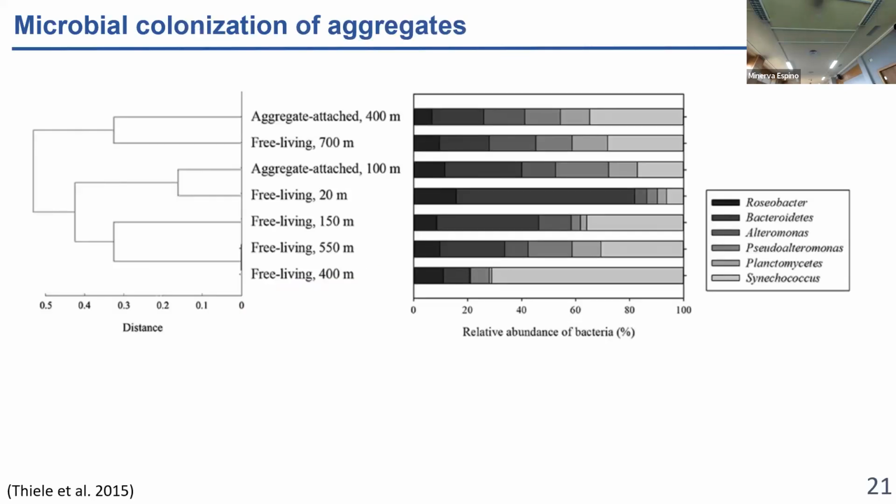We published it in 2015, where we collected aggregates using gel traps. And then we used fluorescence in situ hybridization to count and see the different bacteria and compare it with the free living. And what we found was the aggregates at 100 meters were very similar to the fluorescence maximum bacterial community, whereas the ones at 400 meters were very similar to 700 meters, which was 10 meters above the seafloor, so basically the surface sediment. But they were all different to the free living in the mesopelagic.